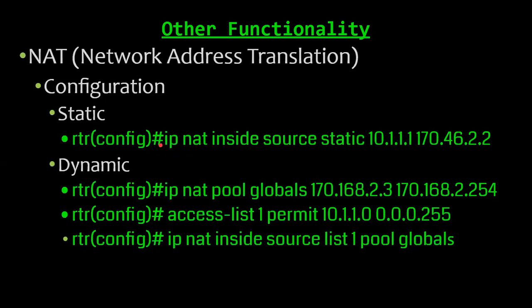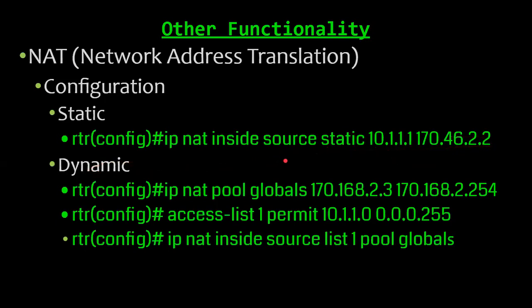So if I'm doing a static NAT, it's nice and simple. In global config, I say we're going to do something in IP. It's going to be NAT. So those are the first two command keywords. Then we say on the inside, source. When I say inside source, I'm saying this is what the IP is going to be. Static. So we're only going to do this one IP, and 10.1.1.1 is going to get translated. For whatever reason, I picked this as the global IP address. We're going to translate it to 170.46.2.2.